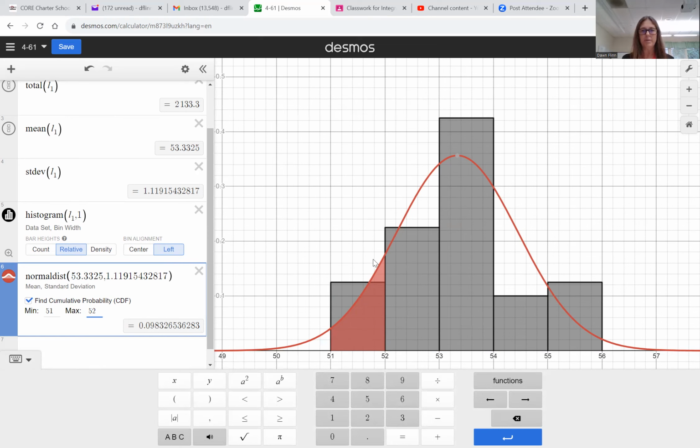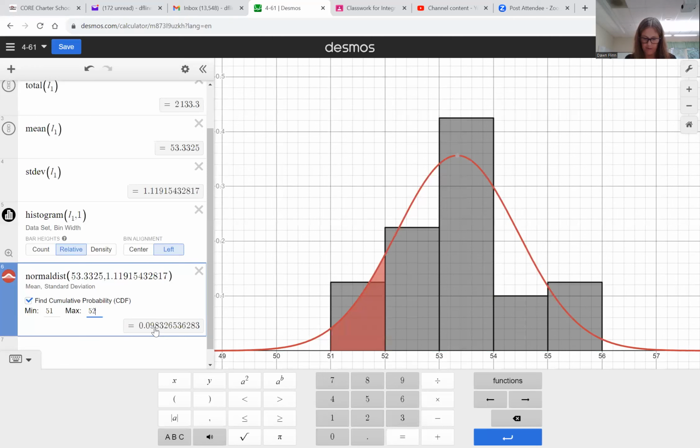And you can compare it with the block or the bin underneath it. It looks like, I don't know, maybe an underestimate of what the real number would be, but we come to this, it's about 9.8%.